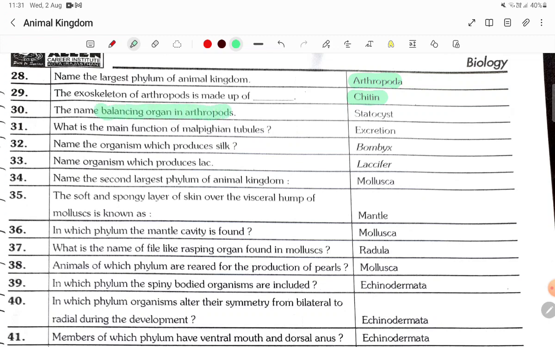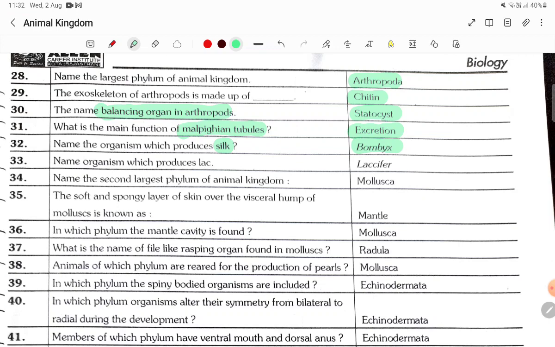Balancing organ in arthropods, so statocysts are the balancing organ in arthropods. Question number 31 is, what is the main function of malpighian tubule? So malpighian tubules ka function hai excretion. Question number 32, name the organism which produces silk. Silk is produced by silkworm, and silkworm is known as Bombyx.